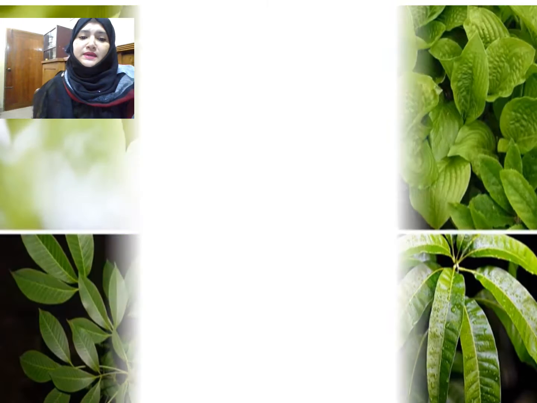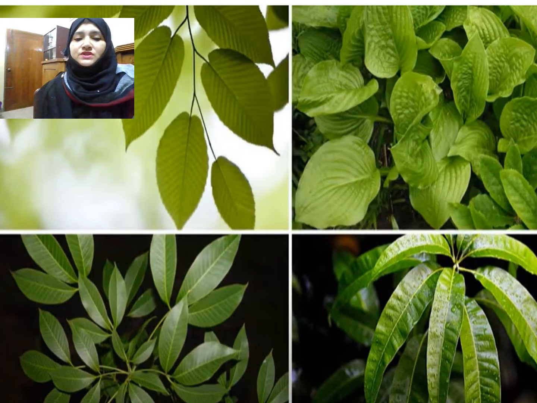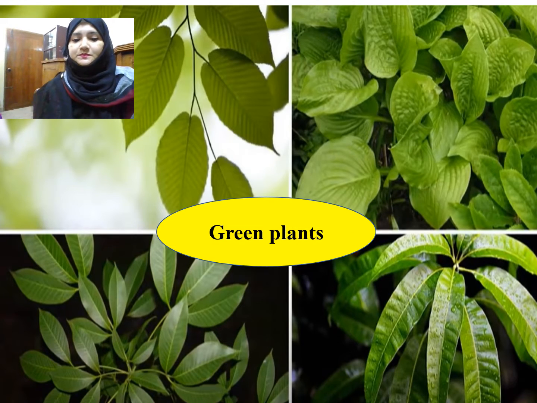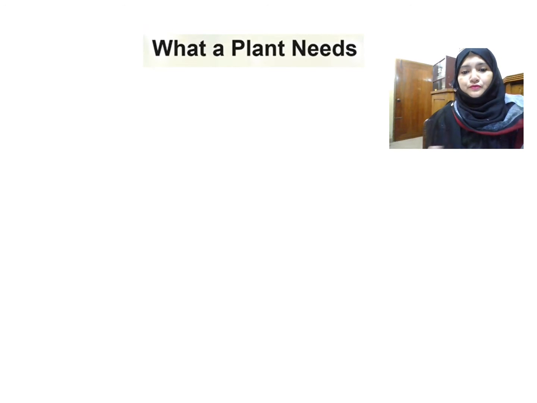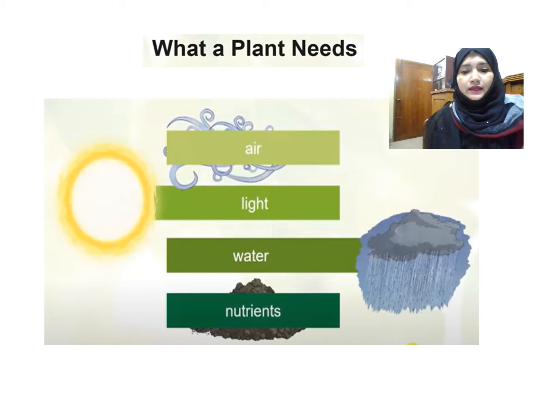Food intake is the main characteristic of any living organism, but no other organisms can produce their own food except green plants. And what does a plant need to make its own food? At first, a plant needs air, light from the sun, water and nutrients.